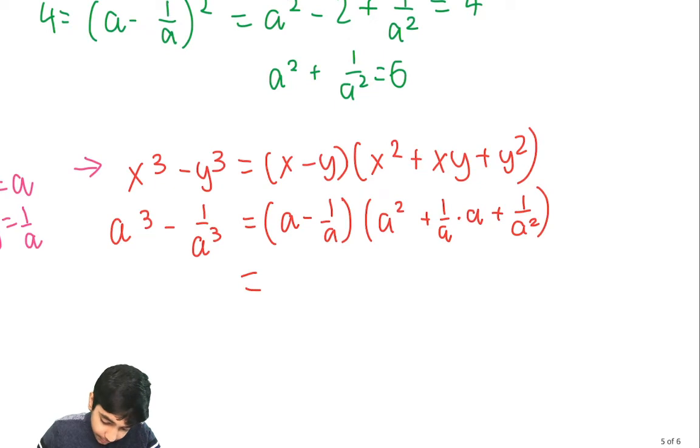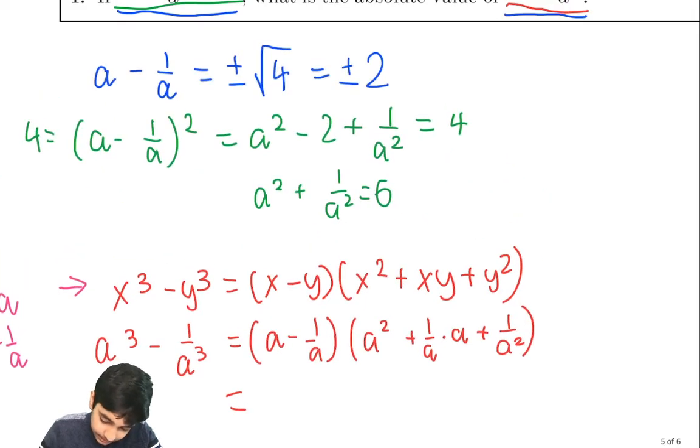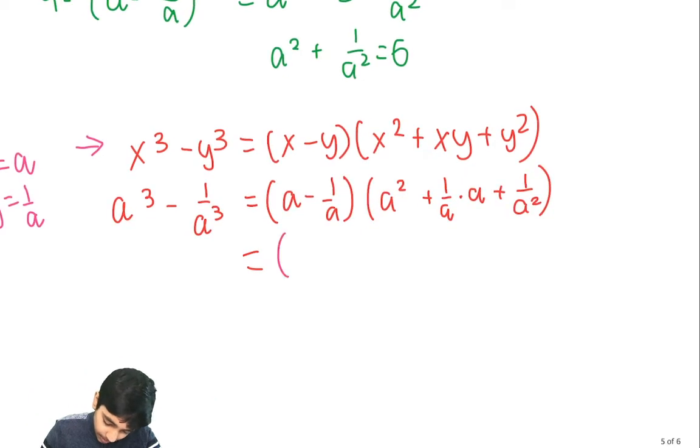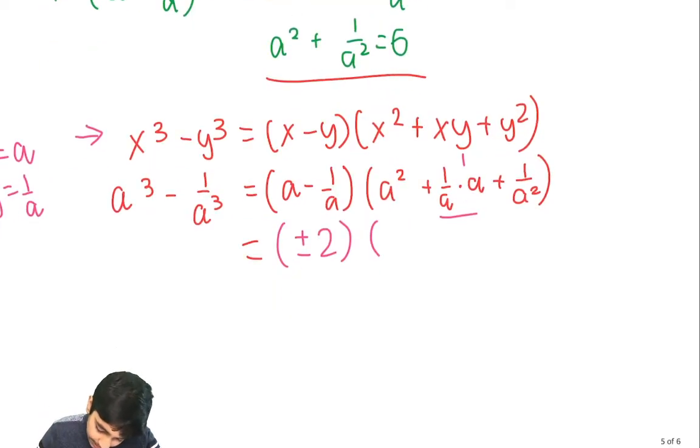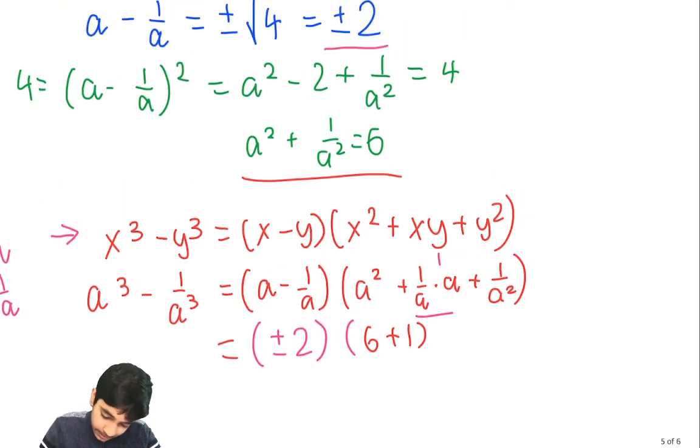And a times minus 1 over a is just plus or minus 2, right? And we'll see later it won't matter whether it's plus 2 or minus 2, so I'll just say plus or minus 2. And this quantity is just 1. You found earlier that a squared plus 1 over a squared is 6. So this will just be 6 plus 1, right? Because 1 over a times a is 1, and a squared plus 1 over a squared we found to be 6.